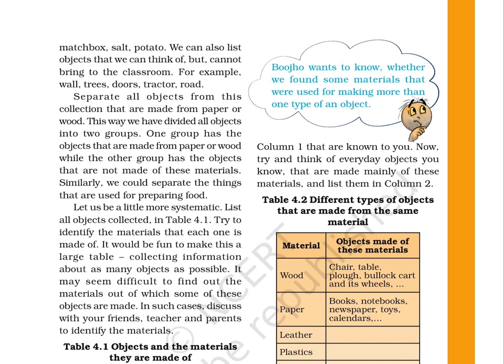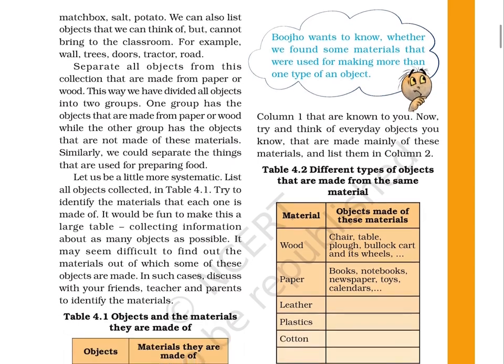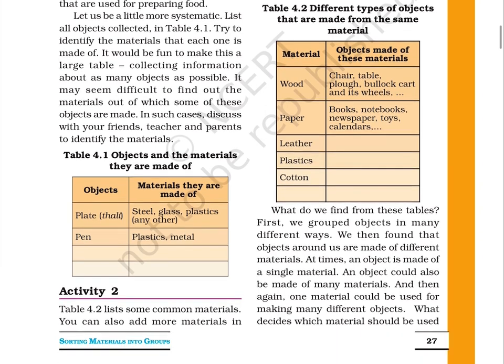There are 2 columns in the table. One is for material and the second one is for objects made of these materials. Number 1. Wood. Objects made of wood are chair, table, plough, bullock cart and its wheels, etc. Number 2. Paper. Objects made of paper are books, notebooks, newspaper, toys, calendars, etc.